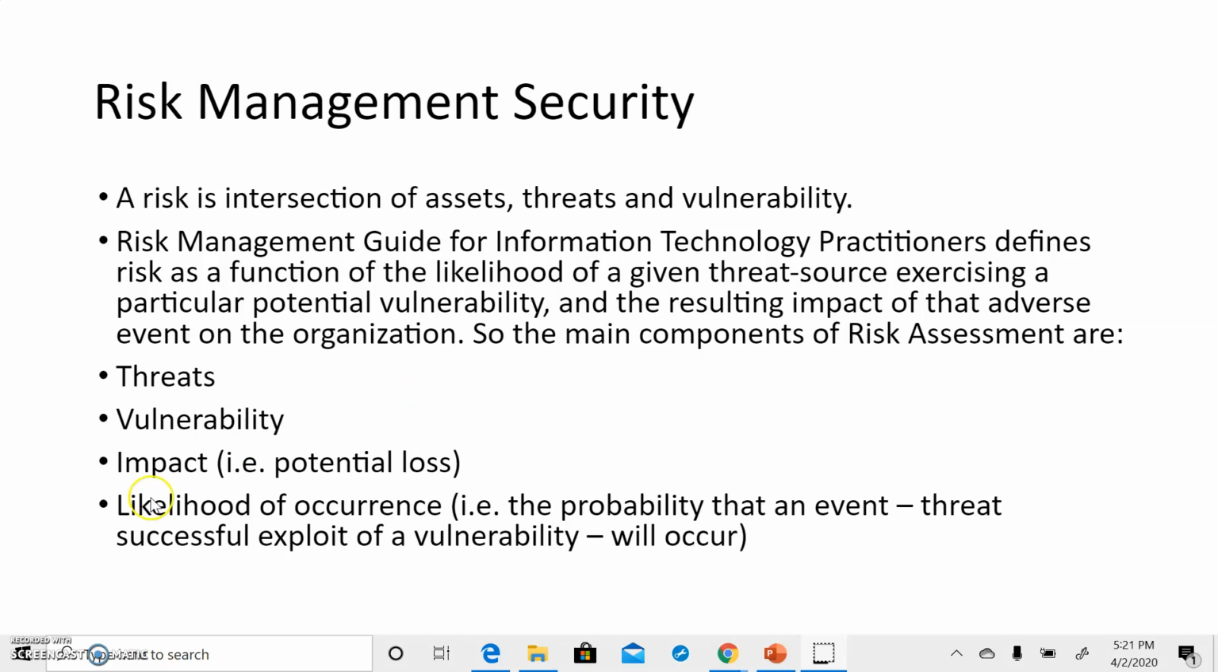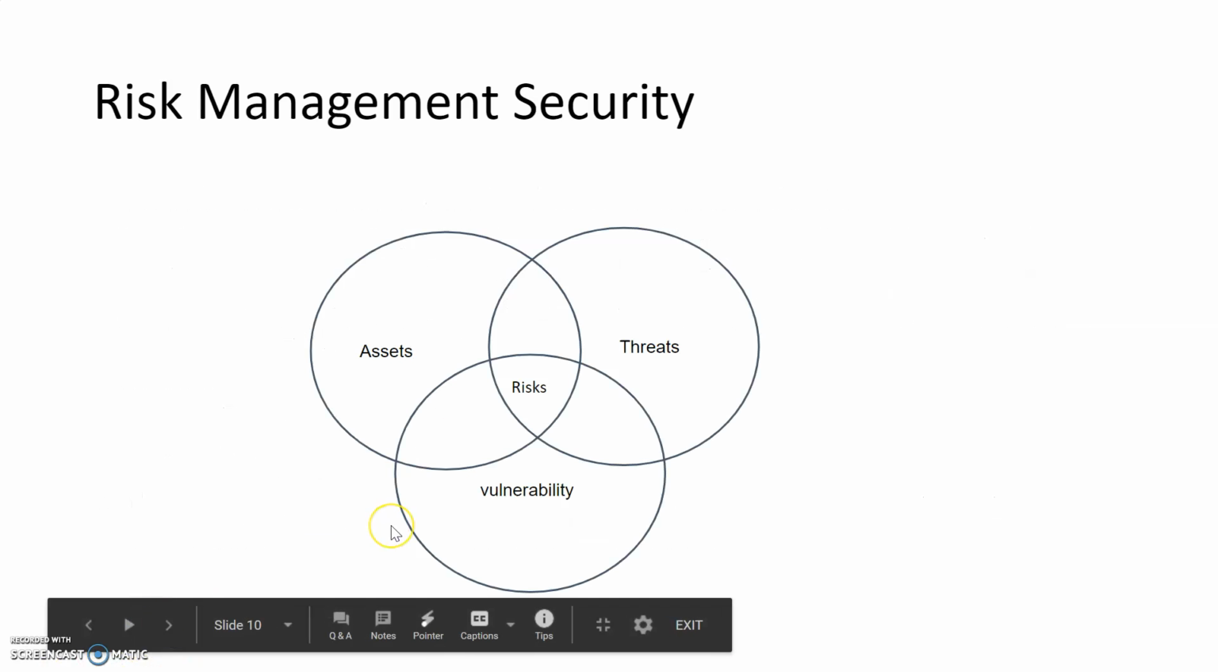Again, I am repeating, risk management security involves assets, threats, and vulnerabilities. In its functions, we have to check what assets we have, what the threats are, what the vulnerable situations are, what the impact is if that vulnerable situation converts into an attack, and what the possibility or occurrence of attack is. So these are the major important points of risk management security. Okay, as I already discussed, risk is the intersection point between assets, threats, and vulnerabilities.